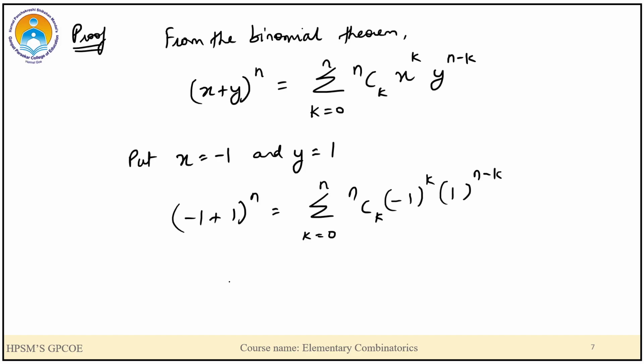The left hand side is simply 0, and on the right hand side I have nCk, minus 1 raised to k and 1 raised to a finite number. I don't know what is the value of n minus k, but for every single k this will be a finite value. And 1 raised to any finite positive integer is always 1. So this is 1. And I end up putting my result in this case. So a very simple proof using the binomial theorem.